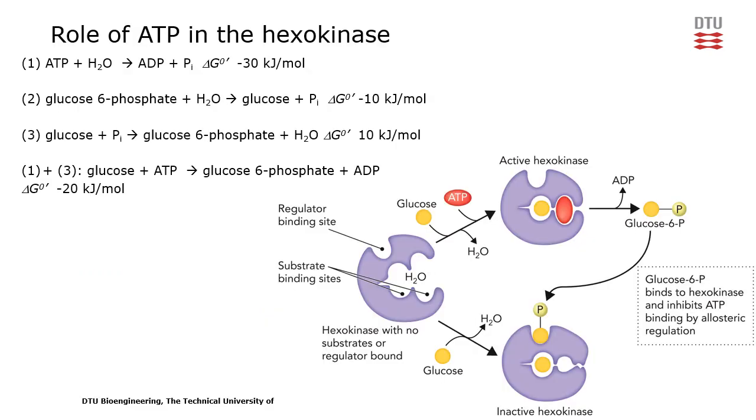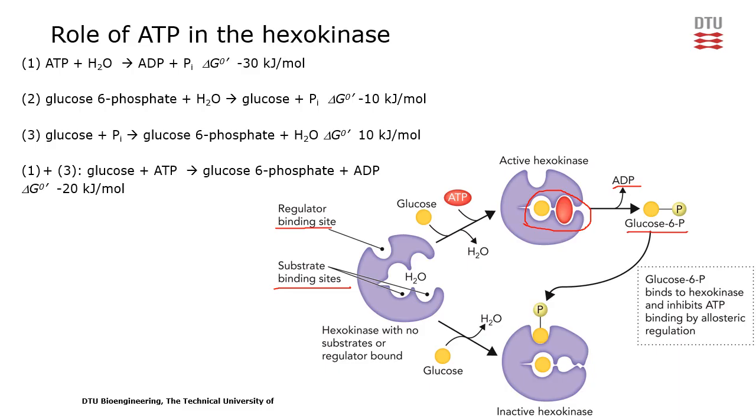So down here we have a substrate binding site. That's also what we call the active site. And this is where we will bind the glucose and the ATP. As you can see up here, they bind into the active site. When they both are bound, we can get a hydrolysis of the ATP into the ADP, and we get the phosphate then conjugated to glucose 6-phosphate.